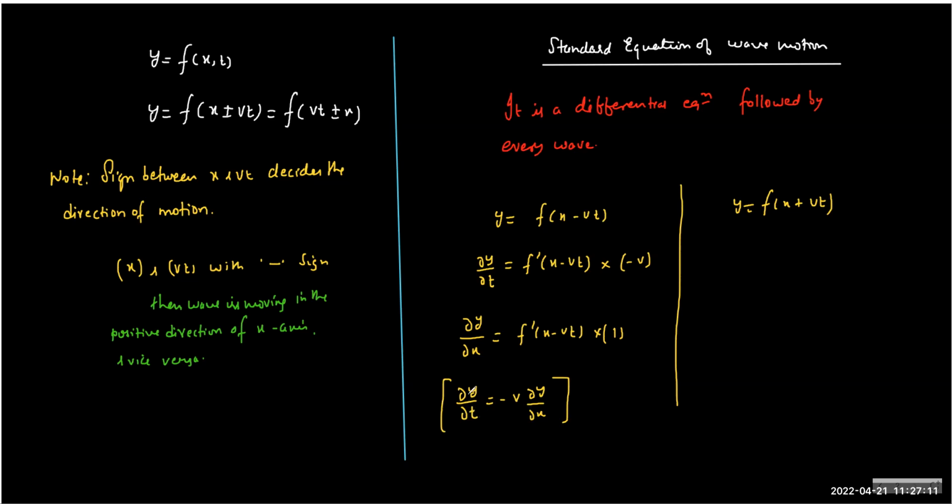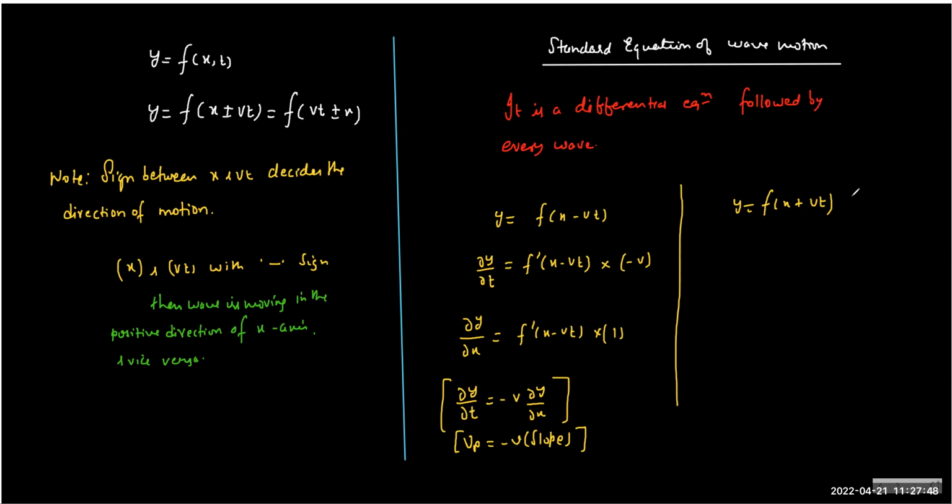And the term on the LHS, the left hand side, is y, called the displacement of particle. So the rate of displacement of the particle with respect to time we can call the velocity of the particle. And we can clearly see this is minus v times del y by del x, which is the slope of the graph of y and x. So particle velocity depends on the wave velocity multiplied by the slope of the graph between y and x.